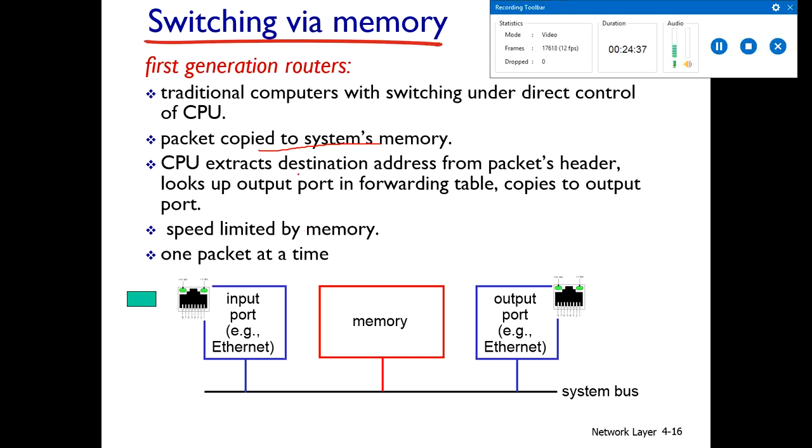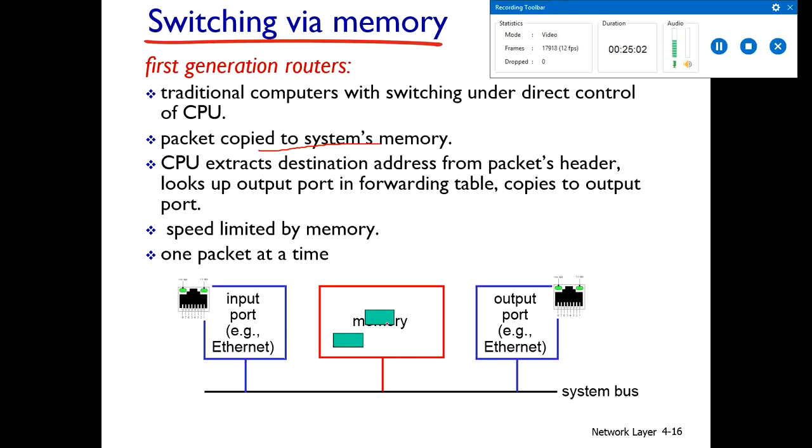Then the CPU extracts the destination address from the packet's header, looks up the output port in the forwarding table, and then copies that datagram to the output port. So if you see over here, when it arrives, it is stored in the memory. First of all, the packet is copied to the system memory.